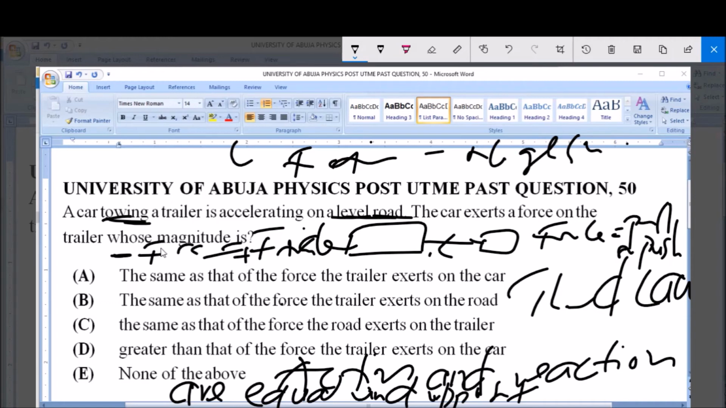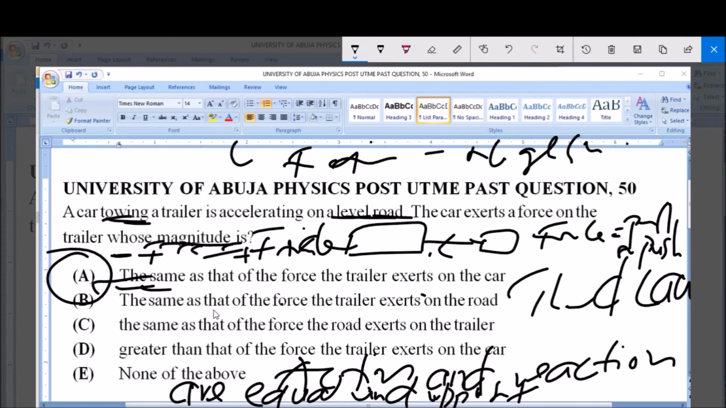Now this particular question is asking for just the magnitude. If it was asking for the direction, the directions are different. That's what Newton said. He said action and reaction are equal and opposite in direction, but their magnitude are equal. So in this particular question, he said the same as that of the force the trailer exerts on the car. That's exactly what I explained. Option A is the suitable option for this question.